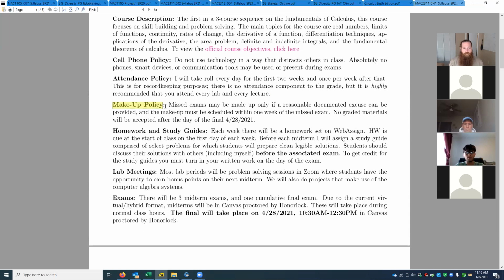Makeups, I'm really loose about these. If you miss a test, I need some sort of explanation, right? A reasonable documented excuse. Whatever it is, just let me know, and then we can schedule a makeup, but that has to be done within 1 week of the missed test. So if you let a week go by and we haven't done the makeup yet, then we're in trouble, then we can't make that test up. But as long as you talk to me ahead of time or let me know as soon as you can that you are going to miss or have just missed a test, I'm happy to work with you and schedule a makeup exam.